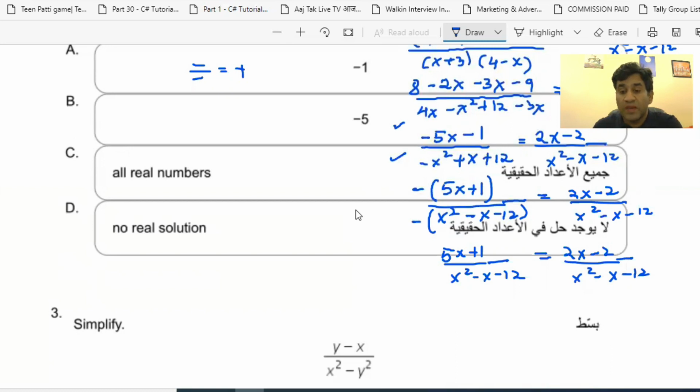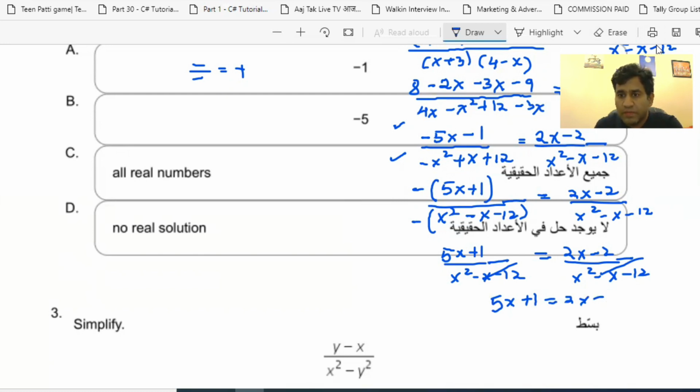Remember, this denominator is the same for both sides, including their sign, so I can cancel them or I can ignore them, so that I can just equate the numerators. If denominators are the same, either I can cancel or I can ignore it. So if they are the same, just equate the numerator terms. Then I can write 5x plus 1 is equal to 2x minus 2, isn't it?